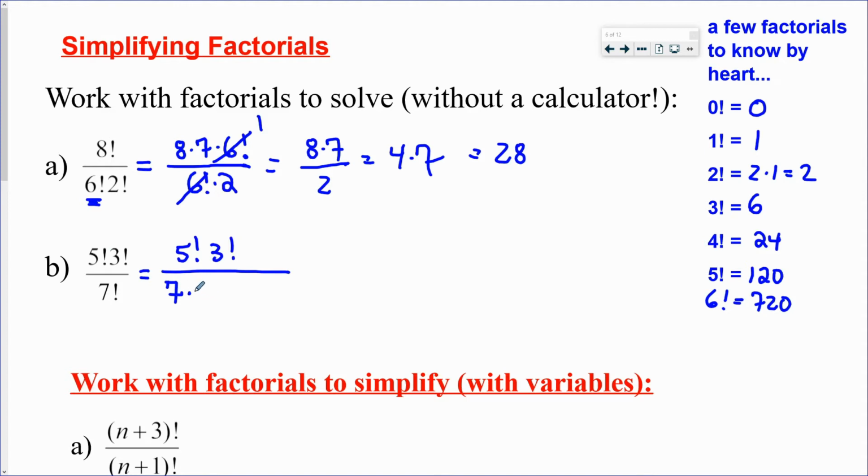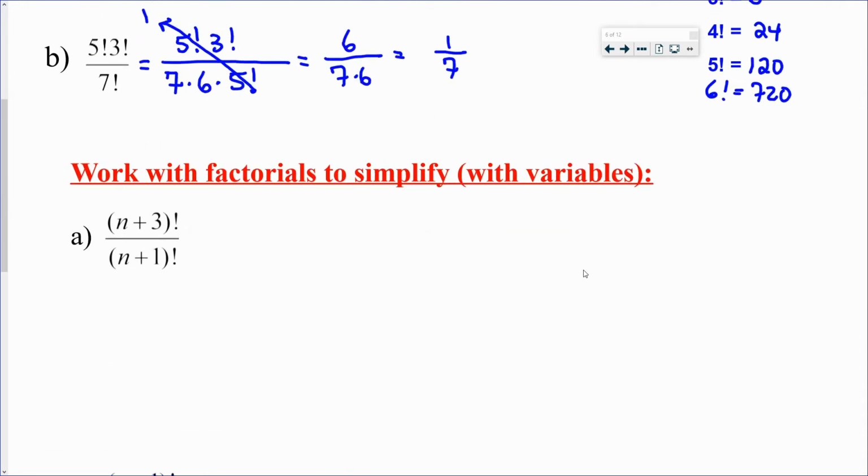So I'm going to expand the 7 factorial and write 7 times 6 times 5, and then I'm going to rewrite the factorial sign because I want to stop there, because I know that 5 factorial divided by 5 factorial is 1. Now 3 factorial I know is 6, so I have 6 over 7 times 6. 6 divided by 6 is 1, so you get 1 over 7. And that is about as easy as it's going to get.